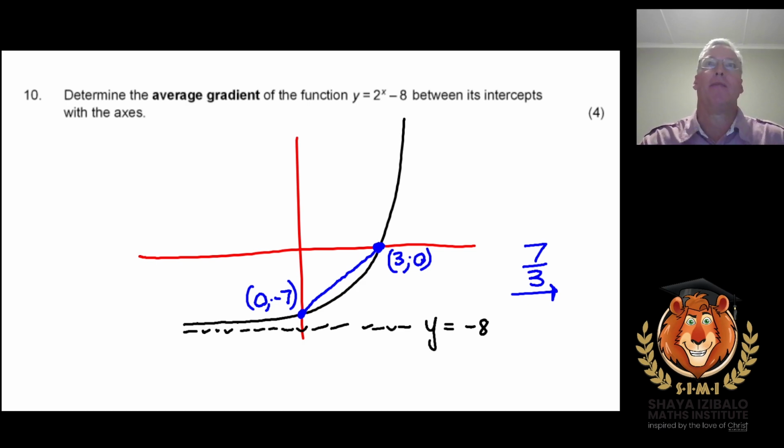Not to be confused, you don't average two instantaneous gradients, all right? That does happen to work on a parabola, but only on a parabola. So don't do that. Rather just use the 2 points.